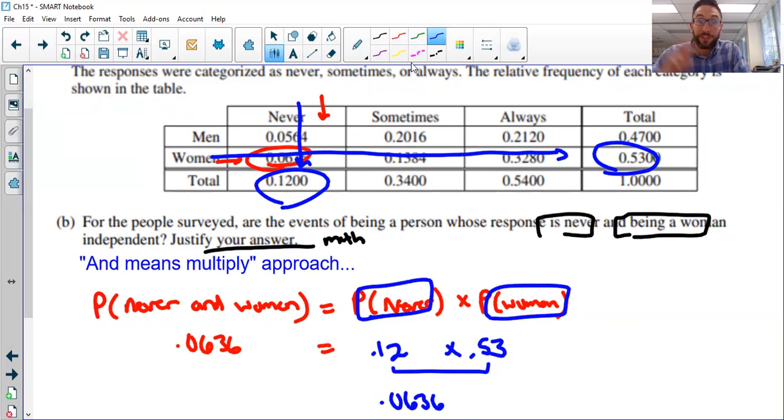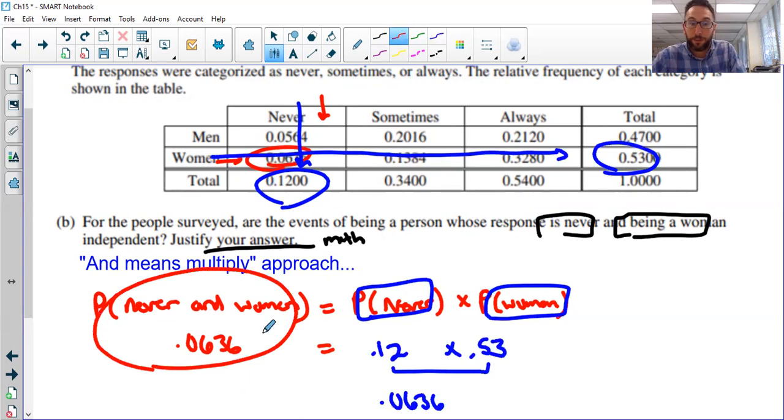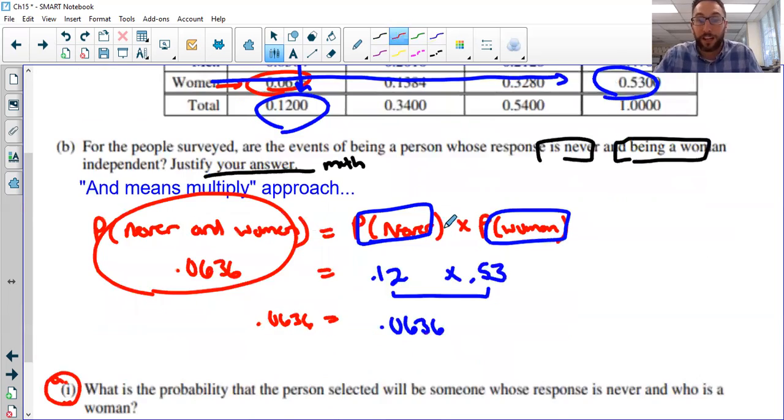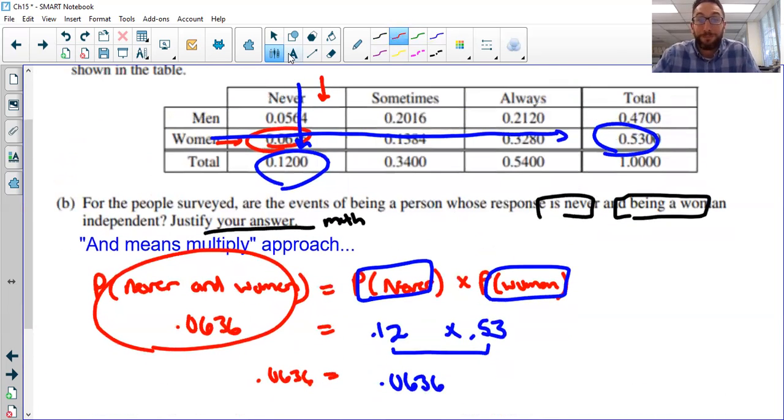So it turns out that this "and means multiply" rule works. The probability of never and woman, that red number in the table, does actually equal the probability of never times the probability of woman. So that means these events are independent. Now that's like half the battle. That's maybe the easier part, showing the formula or the math. Then we've got to write it up.